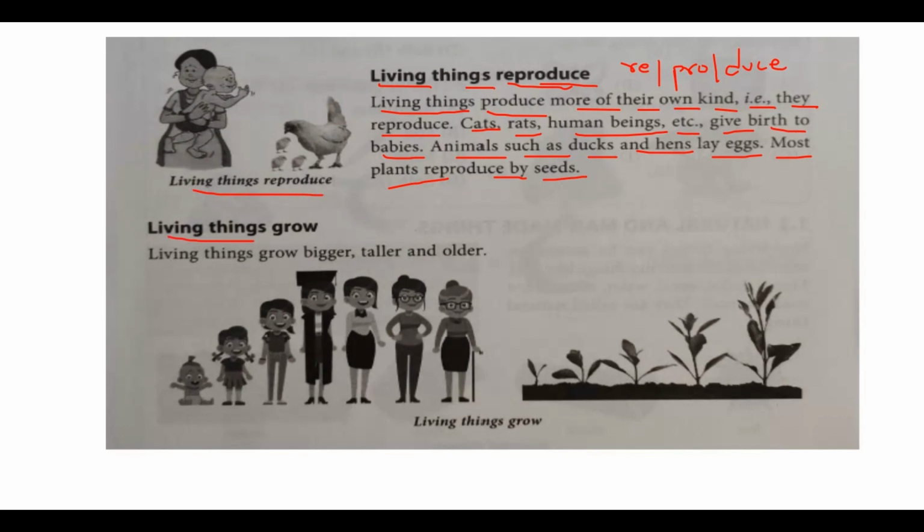Living things grow. Living things grow bigger, taller, and older. Yes, we see here, for example, this is a baby, a human being. First baby, and then this size to this size to this, and then we grow from baby till old. Even for the plant, this is a sapling, and from a small plant, the height of the plant is growing. So living things grow bigger, taller, and older.